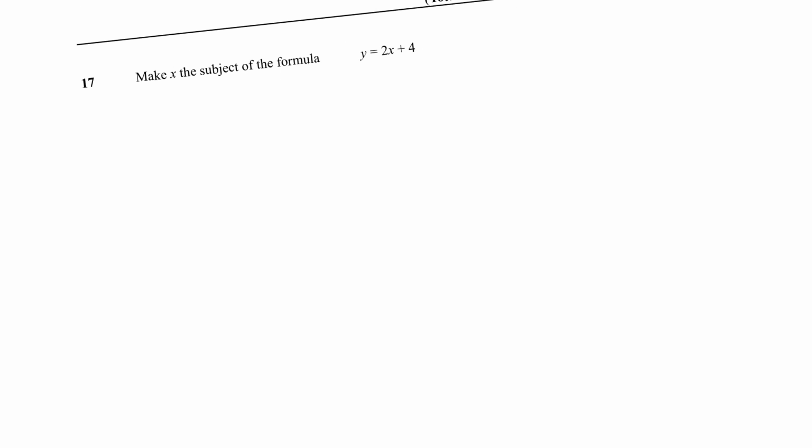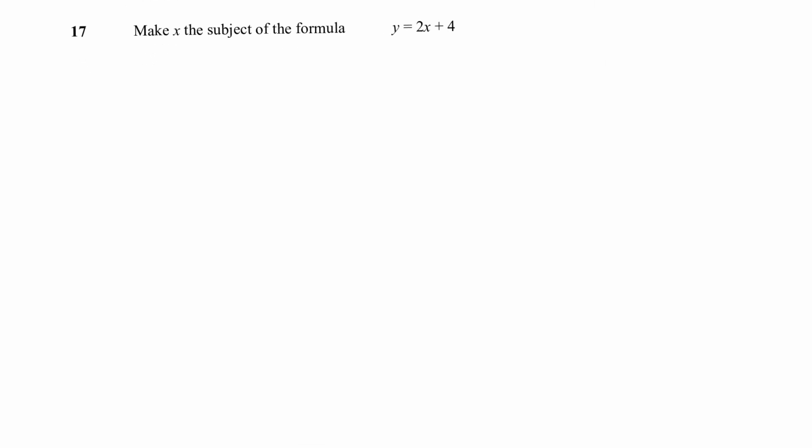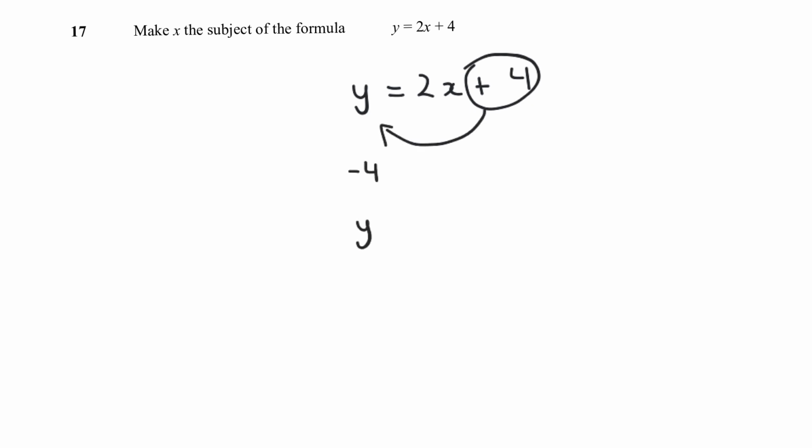Then for question 17, it says make x the subject of the formula. So this is all about rearranging equations. So I'm going to rewrite the formula. To make x the subject, we want to basically move everything over to the other side and leave x on its own. So the first thing that we're going to move over is plus 4, and that would become minus 4. And then that would be y minus 4 is equal to 2x.